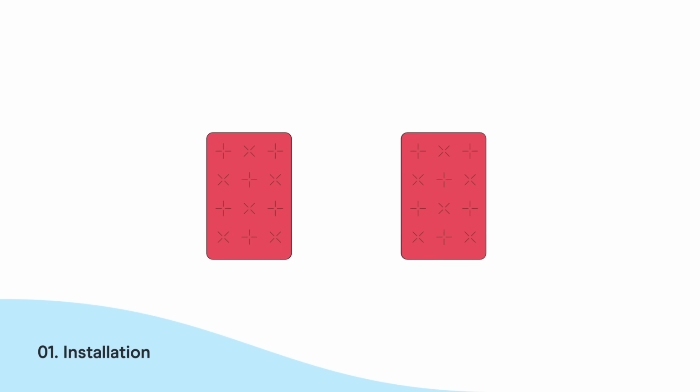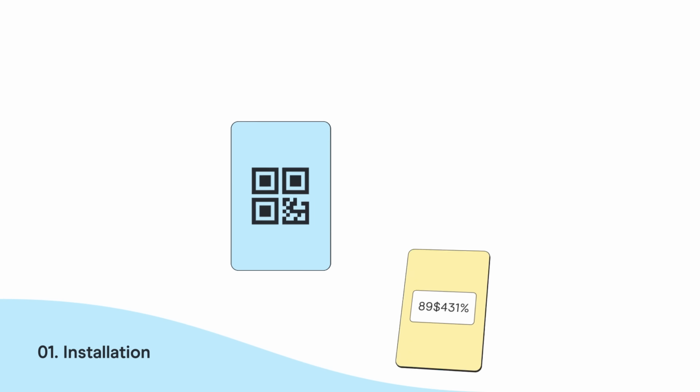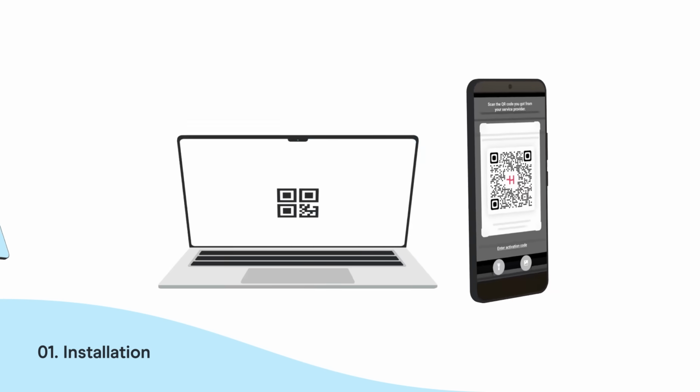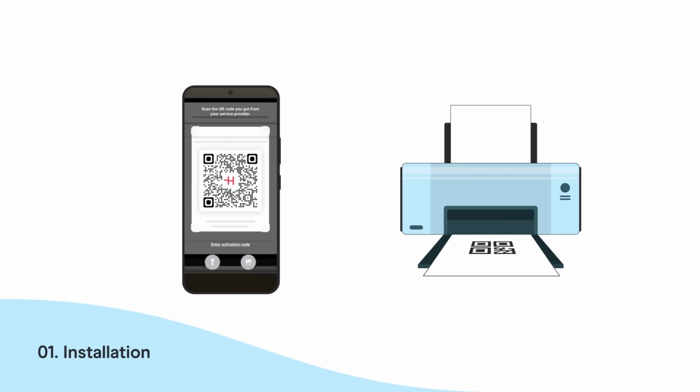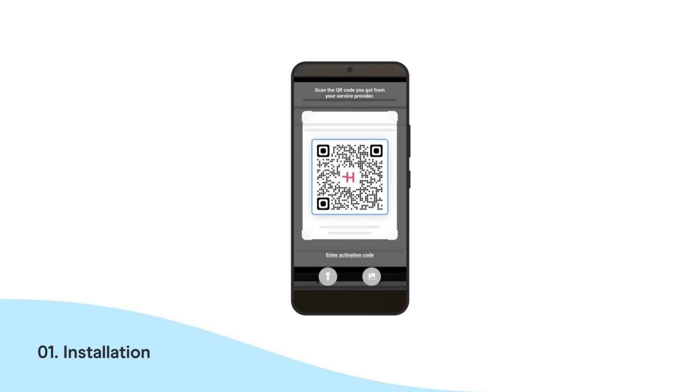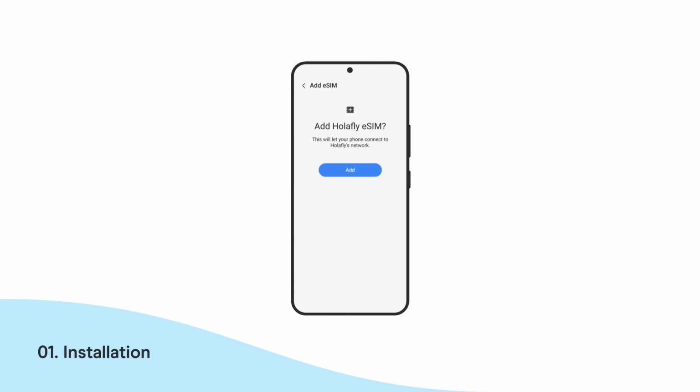Here, you have two options, install with a QR code or install manually. To install with a QR code, you must have access to the code we sent you by email, either on another device or print it out. Position the QR code in the box shown on the screen. Wait a few seconds for your new mobile plan to be identified.